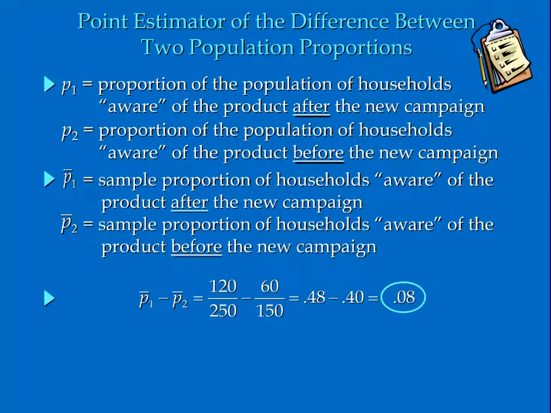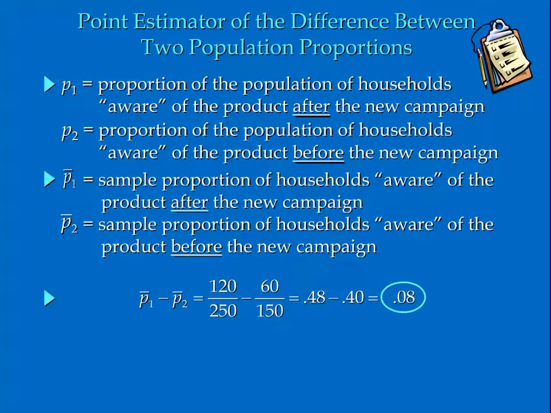Well, let's just gather up all the information we have. P1 is the proportion of the population of households aware of the product after the new campaign. So that's how we're differentiating the two populations, before and after. Obviously, some households are in both populations, but the difference is the time period. P2 is the proportion of the population of households aware of the product before the campaign. So that's P1 and P2, before and after.